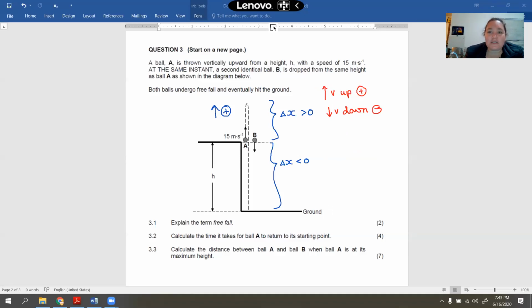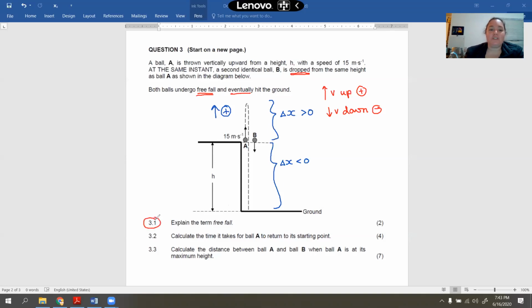All right, so let's go through the information. It is thrown vertically upwards at 15 meters per second from a height h above the ground. Quite often they make this be on a cliff or the top of a tall building or something like that. And at the same instant, a second ball B is dropped from the same height. Once again, remember what I've told you about the word dropped. Both balls undergo free fall and eventually hit the ground. They haven't told you that they hit the ground at the same time.